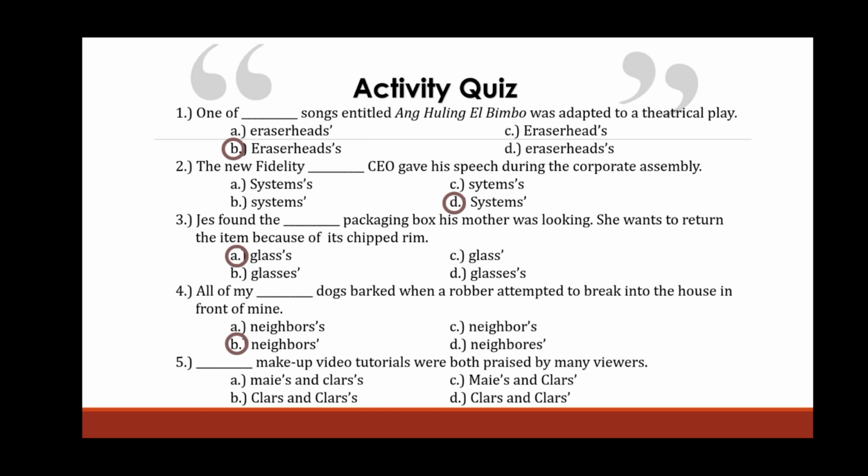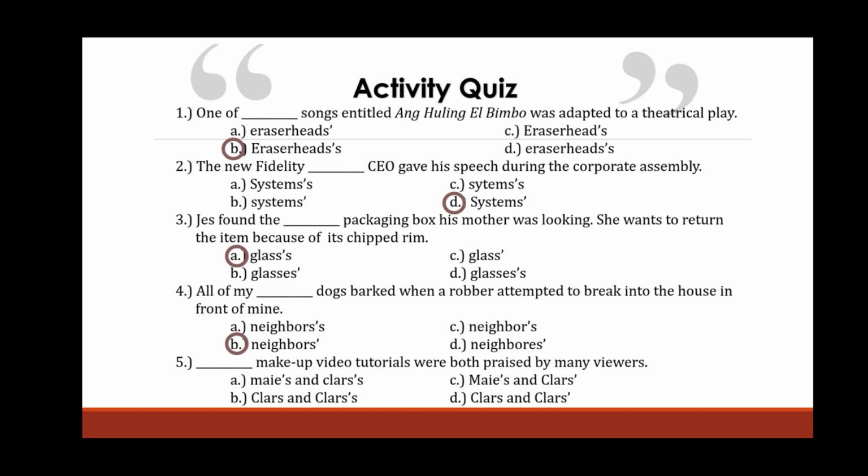Alright? Last item. Okay, blank makeup video tutorials were both praised by many viewers. We have 2 proper nouns here. So first, we need to determine if it is a case of shared possession or individual possession. Let's go back to the sentence. Since yung word na tutorials ay plural, tapos may word indicator ka pa na both, this suggests that you have individual possessions. So tanggal na ang B at D. Shared possession kasi yung mga yan.